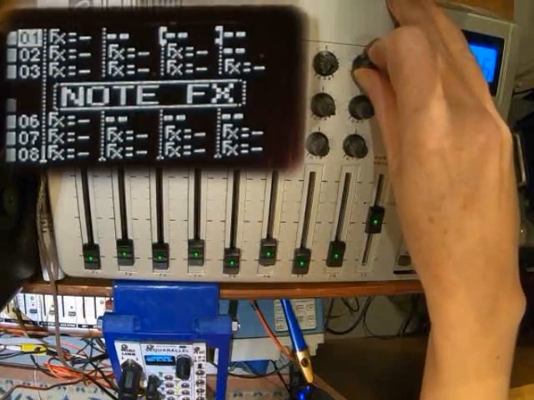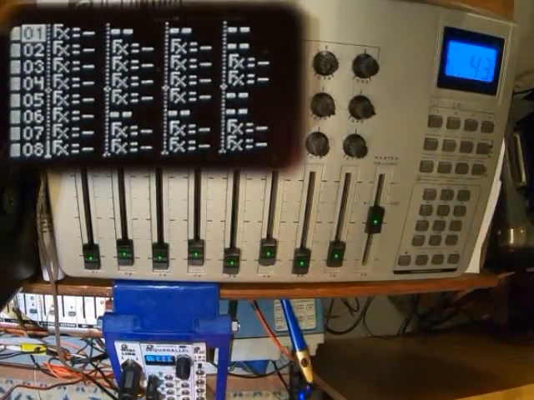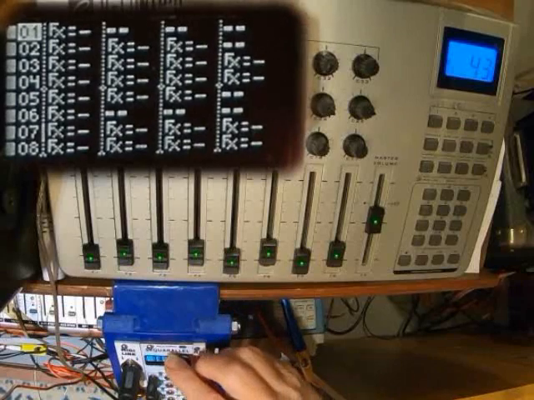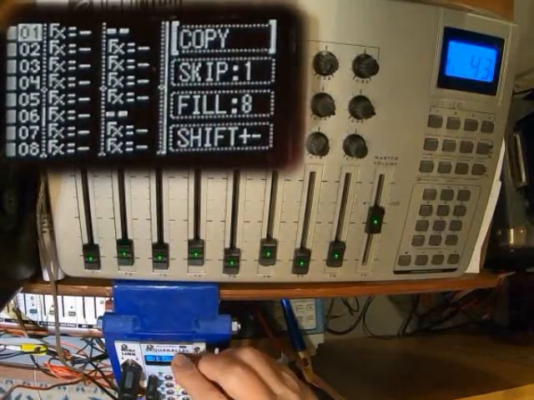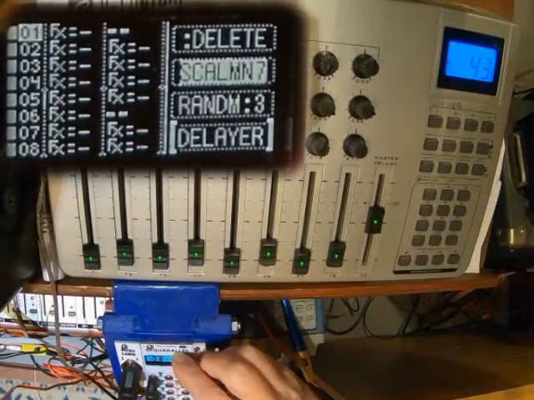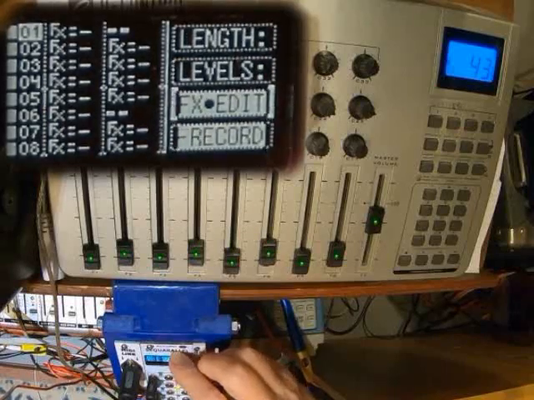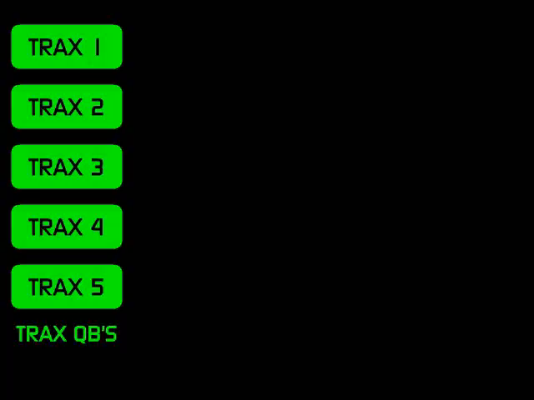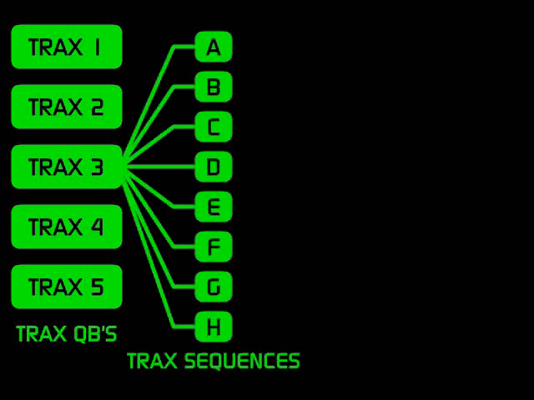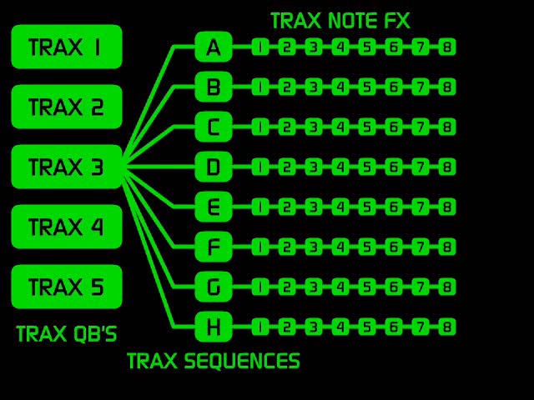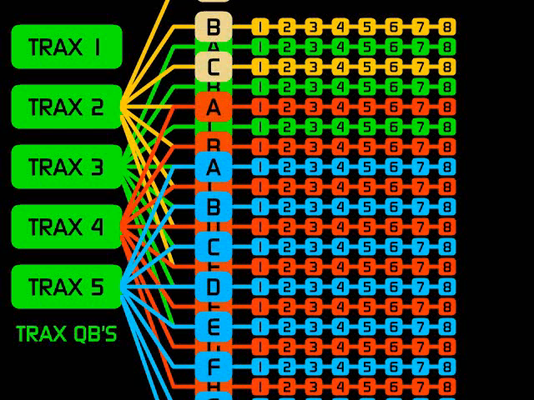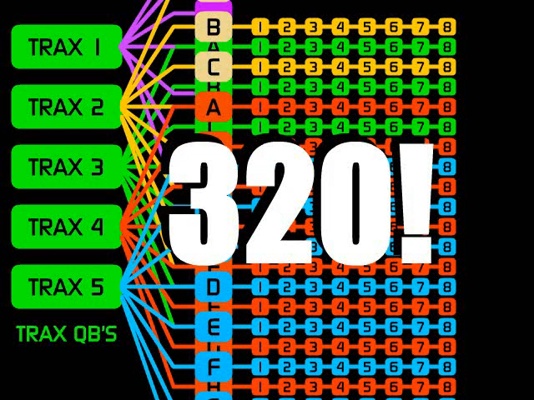Next at CC value 64 is note effects assignment. Any of the 8 note effects presets can be applied to any step. With a fresh factory reset, I'll have to pop in a couple to demonstrate it. Each track sequence can have its own 8 different effects presets set up. Each track's quick box can have up to 8 sequences, so we're talking a lot of effects combinations.